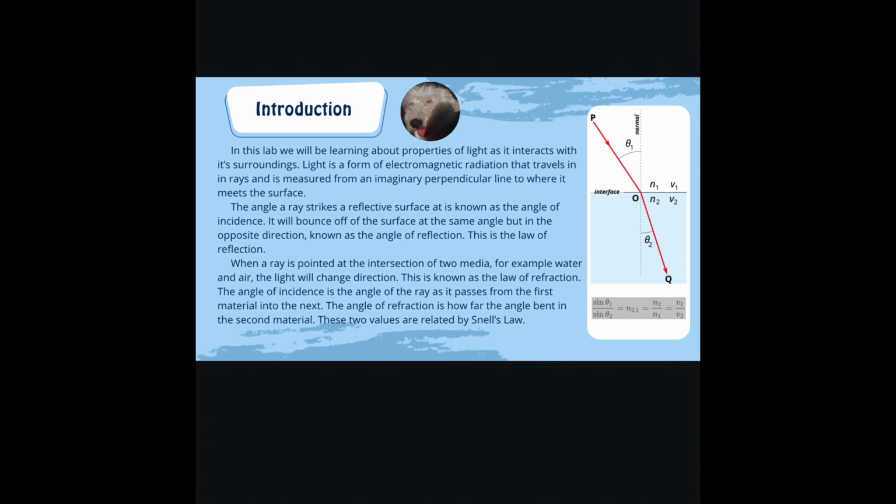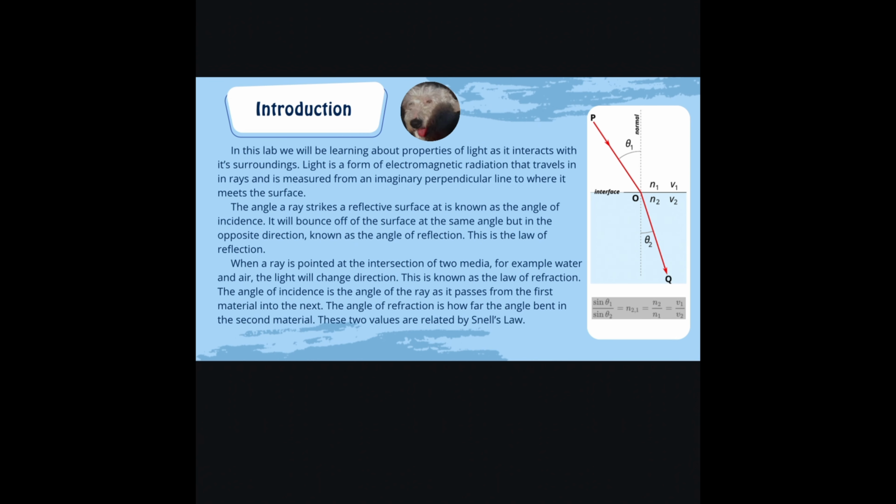In this lab, we will be learning about properties of light as it interacts with its surroundings. Light is a form of electromagnetic radiation that travels in rays and is measured from an imaginary perpendicular line to where the ray meets the surface. The angle a ray strikes a reflective surface is known as the angle of incidence.